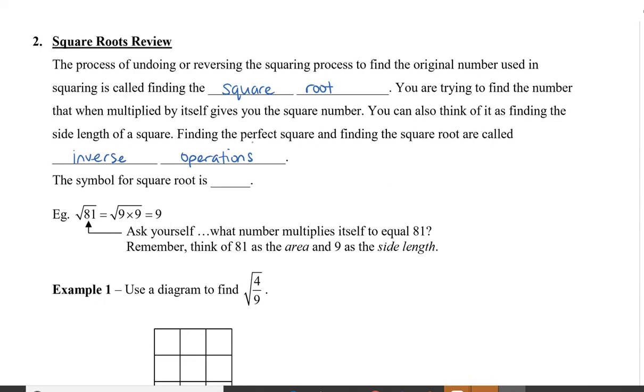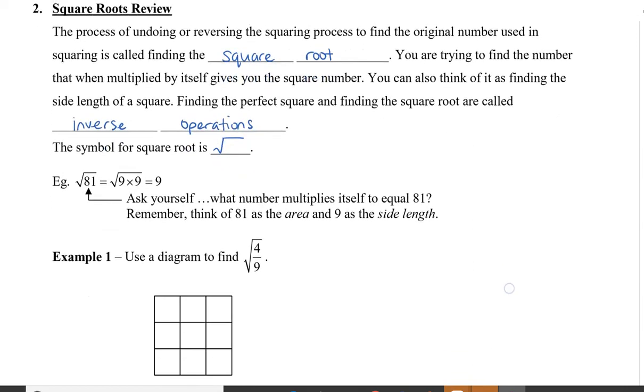Now, the symbol for square root is this little, kind of like a check mark, with a line on the top that indicates everything underneath is what we're going to square root. So for example, let's say that we have the square root of 81. So ask yourself, what number multiplies itself to equal 81?